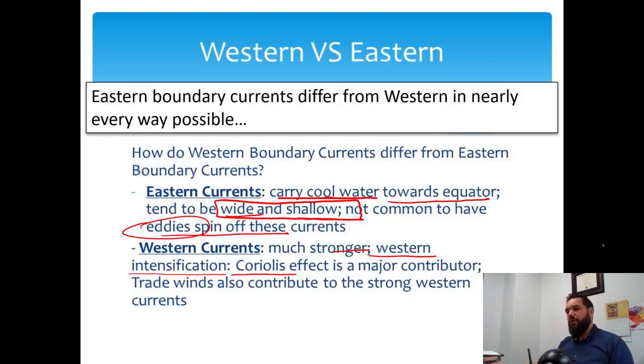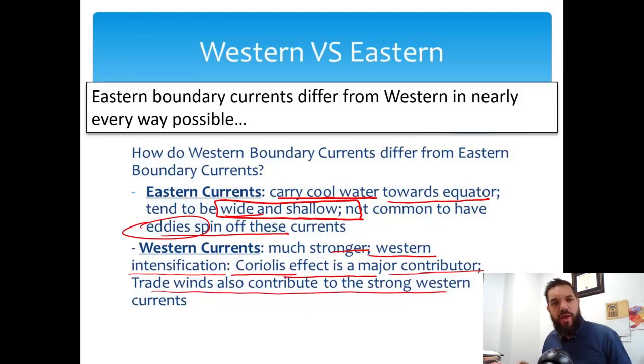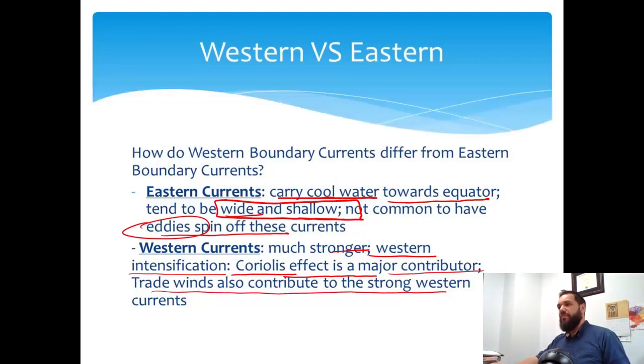So, the Coriolis effect is stronger near the poles. It is weaker near the equator. So that's what is causing what's called the western intensification. You get a stronger western boundary current than you do an eastern boundary current. Okay, trade winds contribute to that western current as well. So we're going to talk about how all that plays out here.